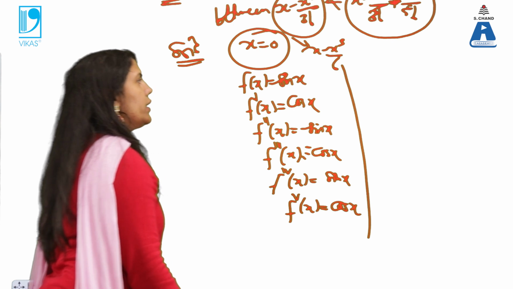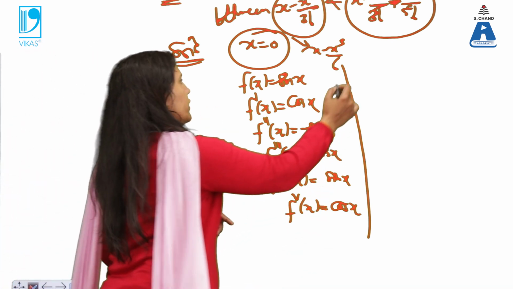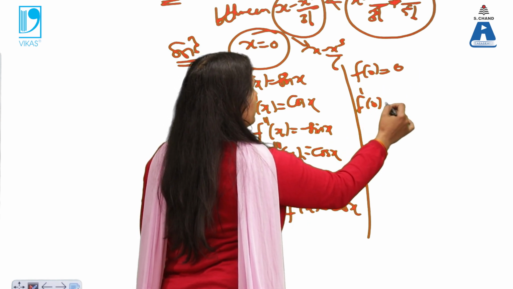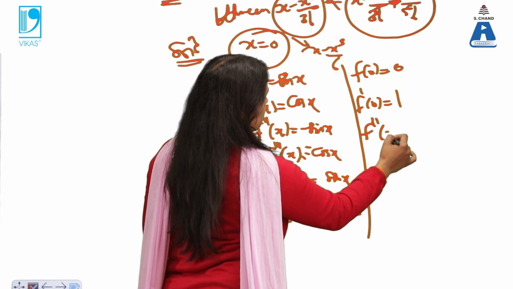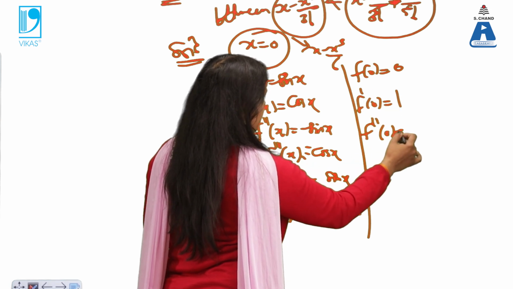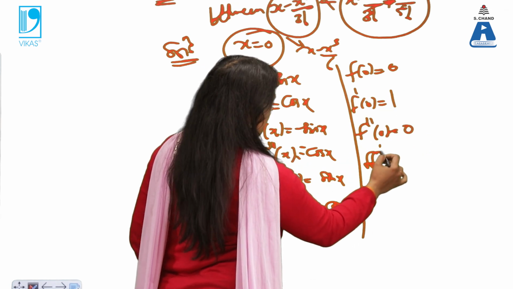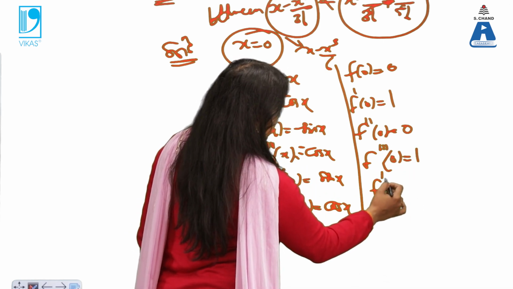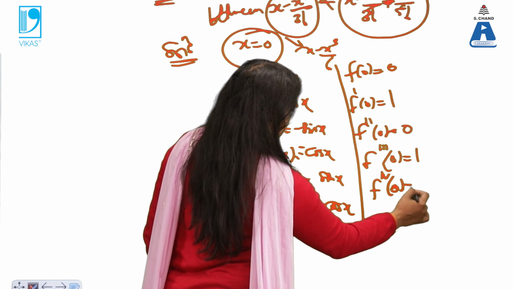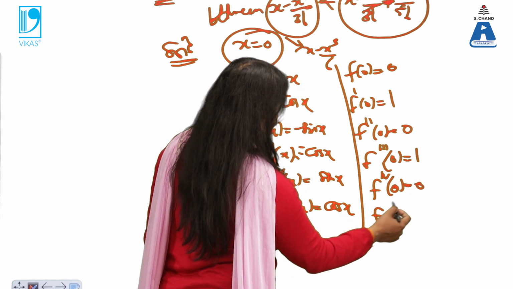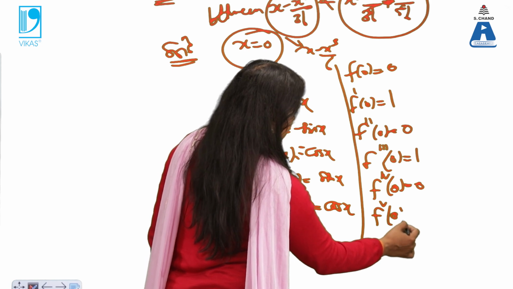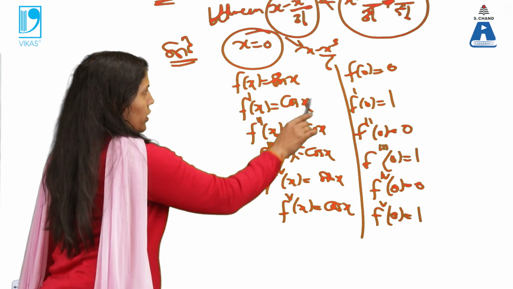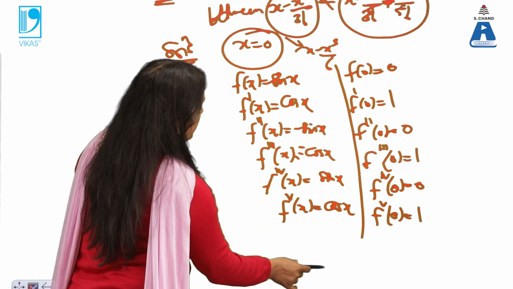Because at 0 only I have to consider, I just calculate each value. So f of 0 will be 0, f dash 0 is 1, f double dash 0 is 0, and then third derivative is 1, fourth is 0, and alternatively you can see plus minus sign and 0 we are getting. So 1 0 1 0, we are getting no negative sign.